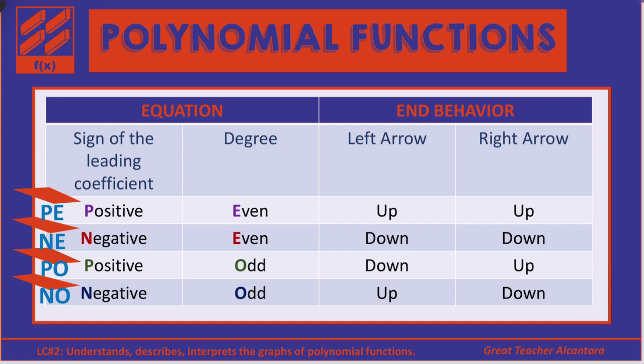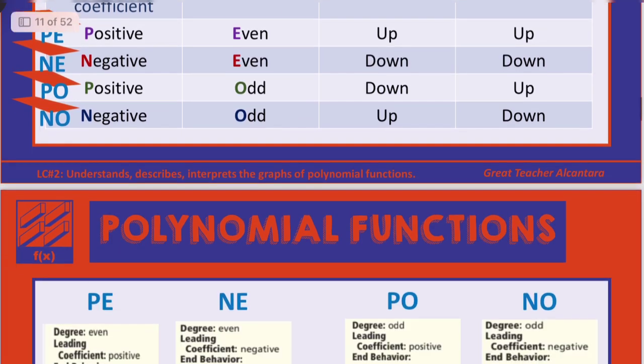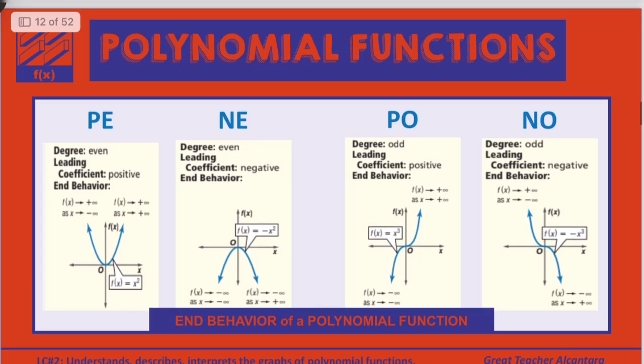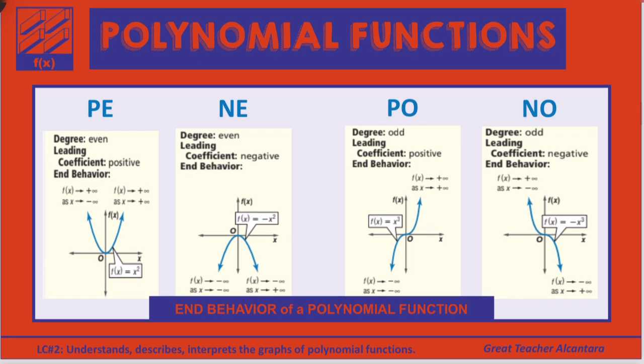So what you're seeing on your screens right now is the interpretation of PE NE PO NO in terms of a table, or if you want to, you can visualize it more with a graph. This is what PE NE PO NO looks like when you have, for example, x squared, negative x squared, x cubed, and negative x cubed. Again, what we're focusing on here is the end behavior of a polynomial function.